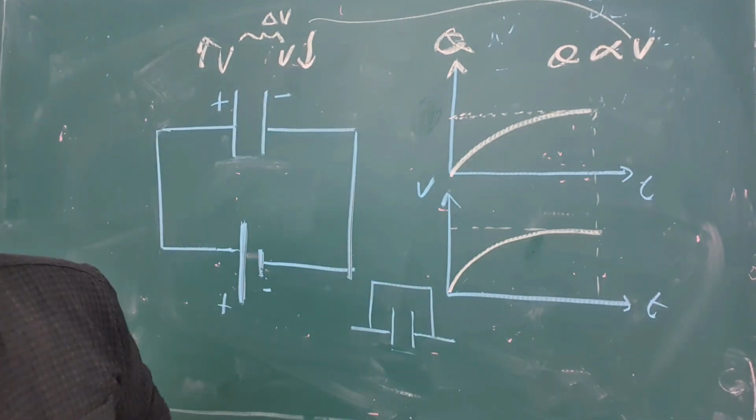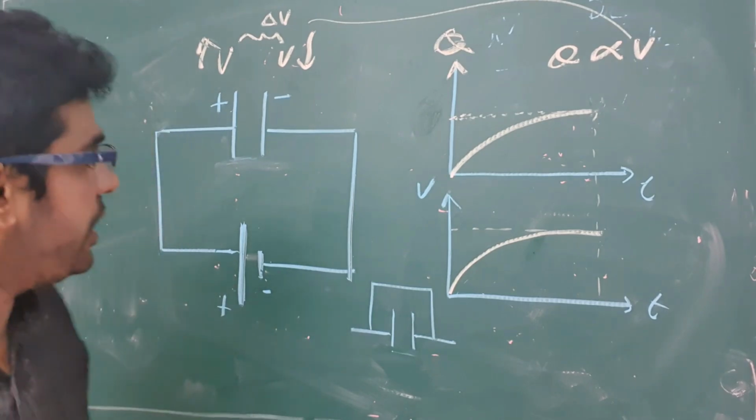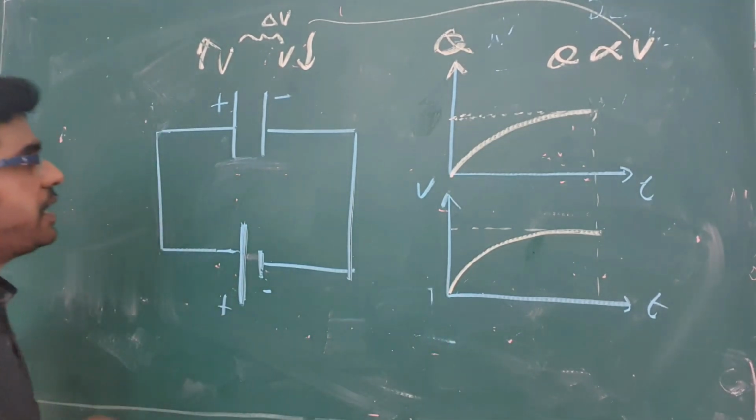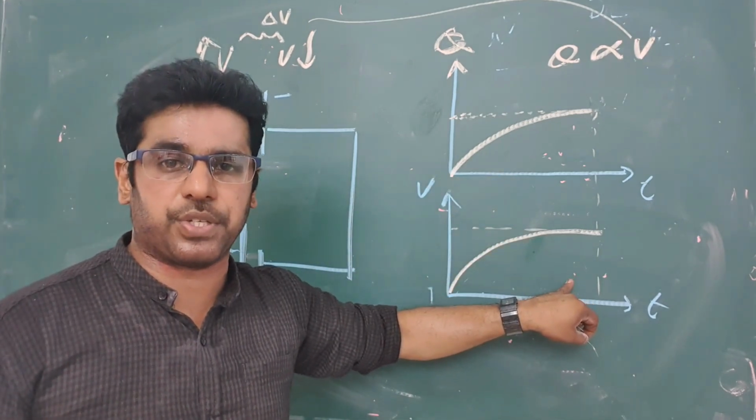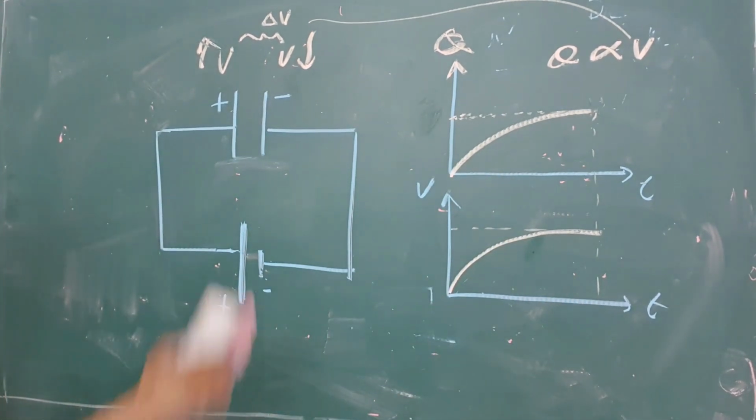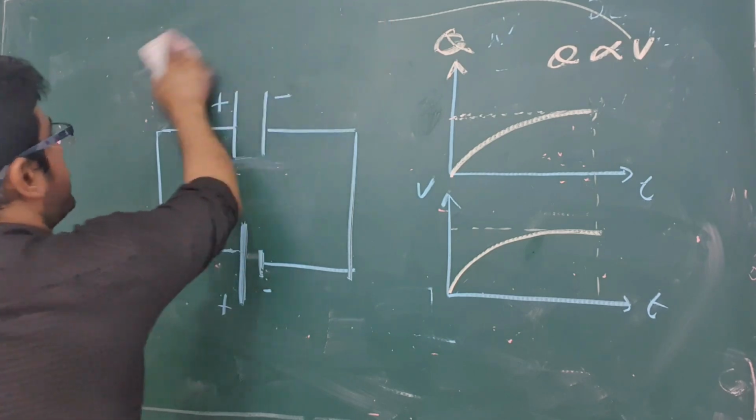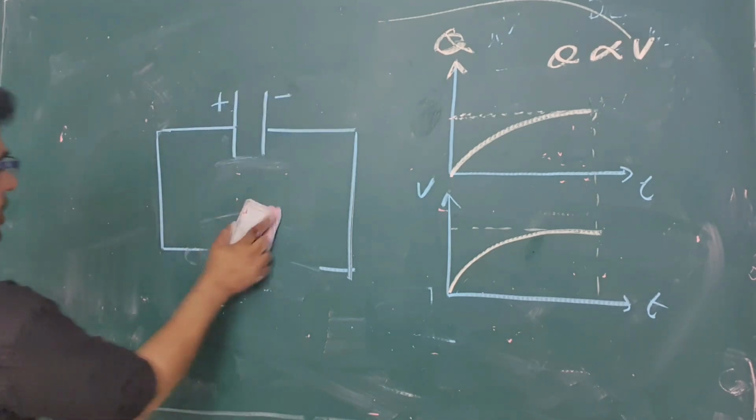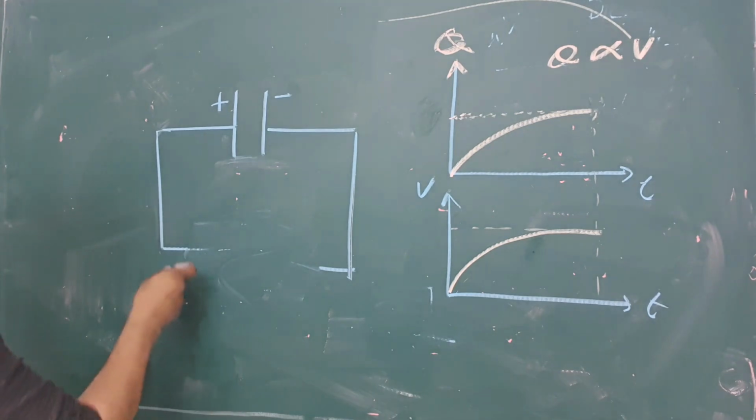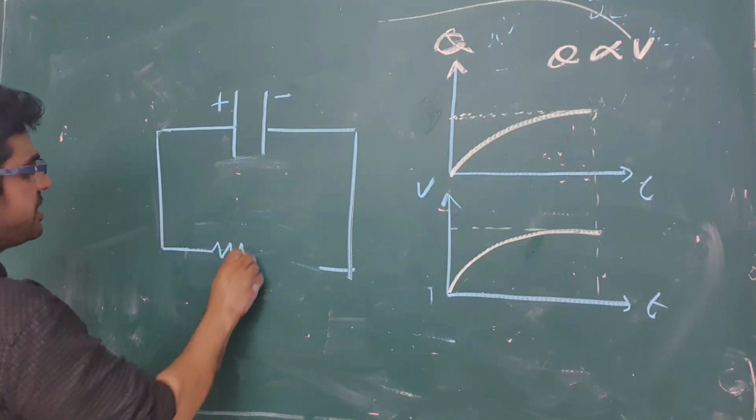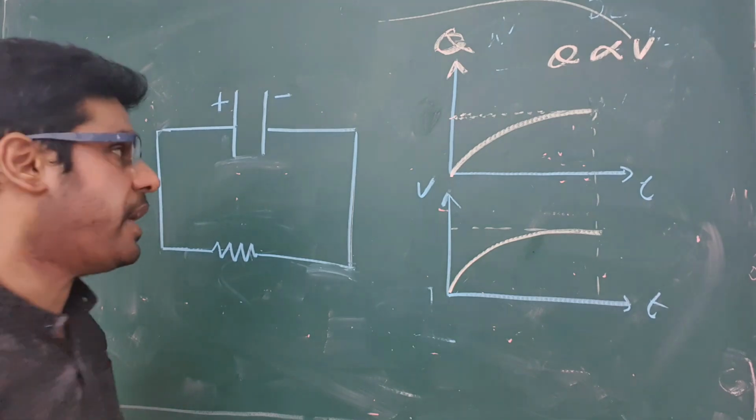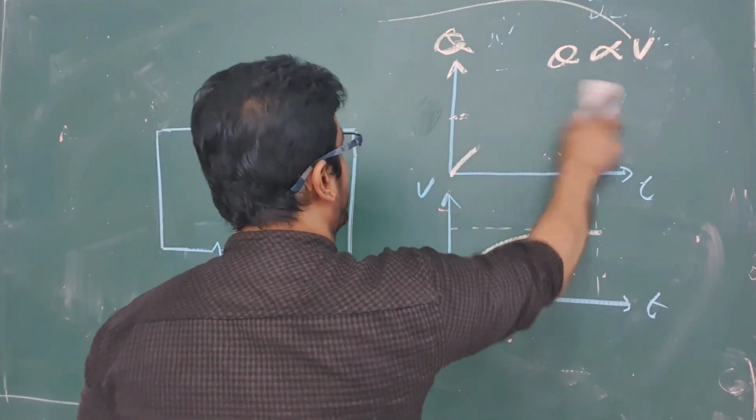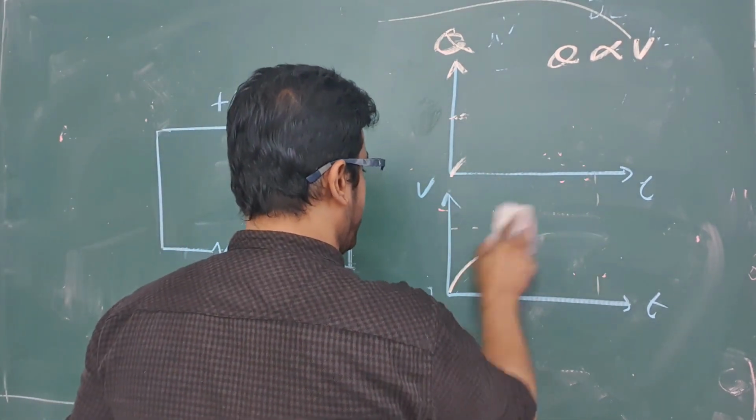Now I am going to use a resistor. Now, this is the charging method of a capacitor, and these are the two variations. Now everyone jot down this one. Here I am going to do the discharge of a capacitor. Here I am going to use the resistor. Everyone knows this is the circuit symbol of a resistor. Now again I am going to draw the variation of charge and voltage related to time.